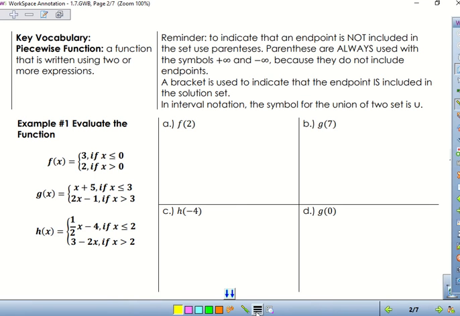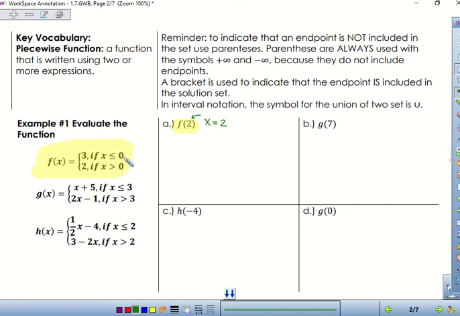Step one is to identify the function in use. So for A, does everybody see why we're using f of x? Because the function given is f. Okay, so that's the function we're going to use. Now step two is determine what we're evaluating f of. We're evaluating f at an x value of 2, correct?